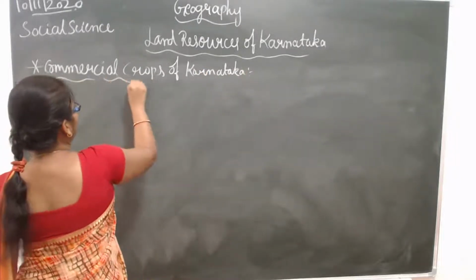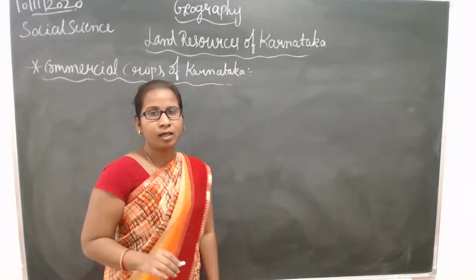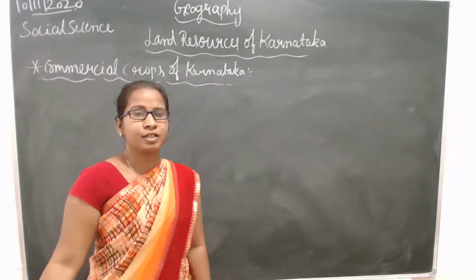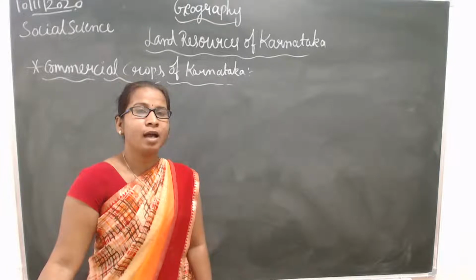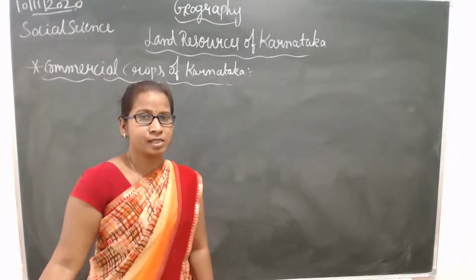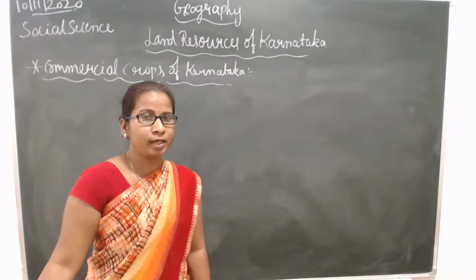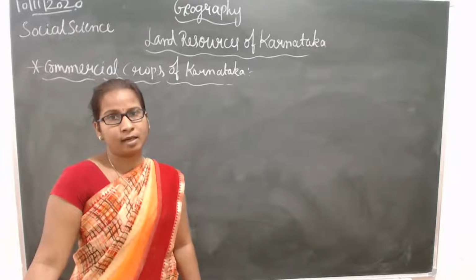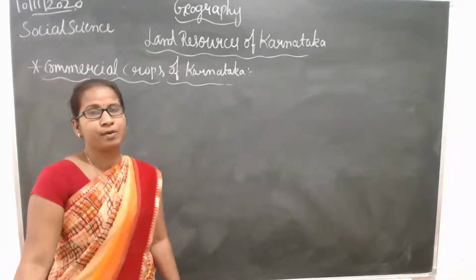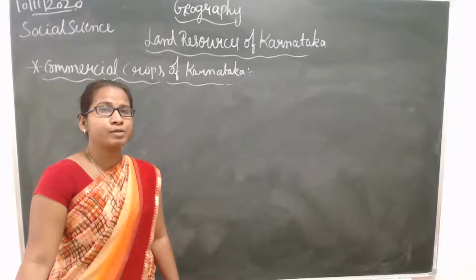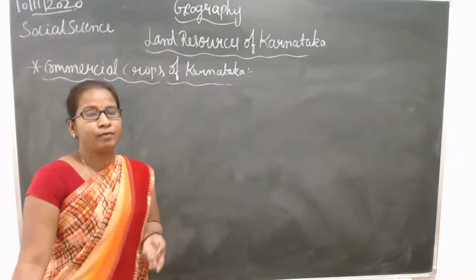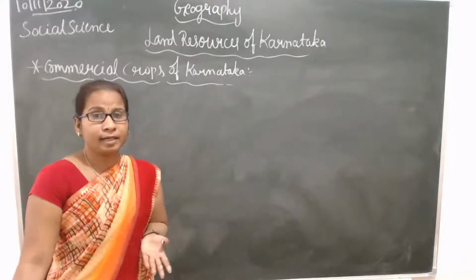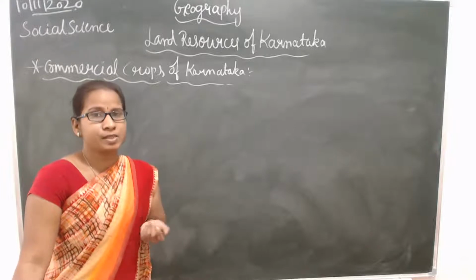So here, I have already explained the different types of crops and different types of farming: irrigation farming, commercial farming, plantation farming, subsistence farming, and mixed farming, the meanings of the farmings of our state Karnataka. I explained that subsistence farming means they are growing the crops only for their domestic purpose, for their consumption, not for sale, not for a market. That is called subsistence farming.